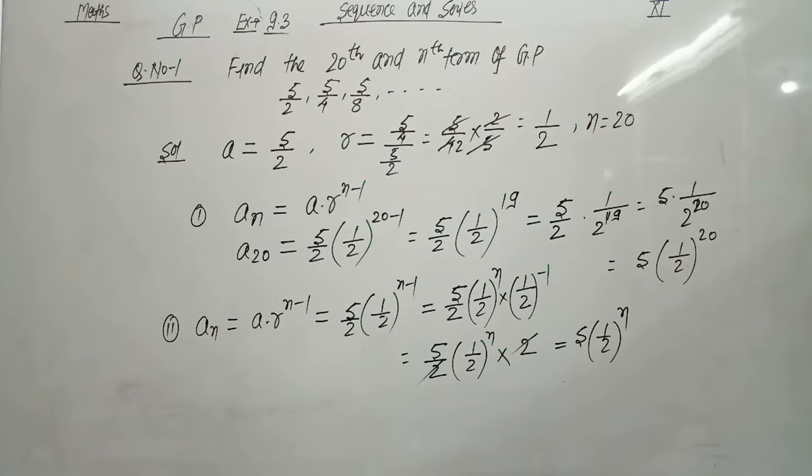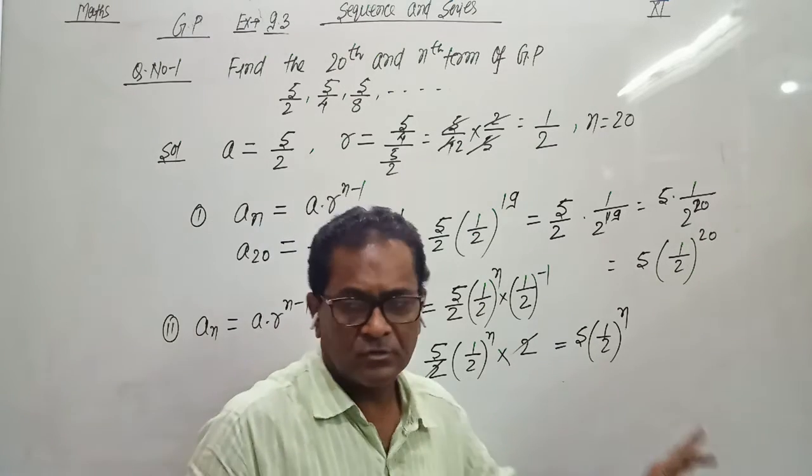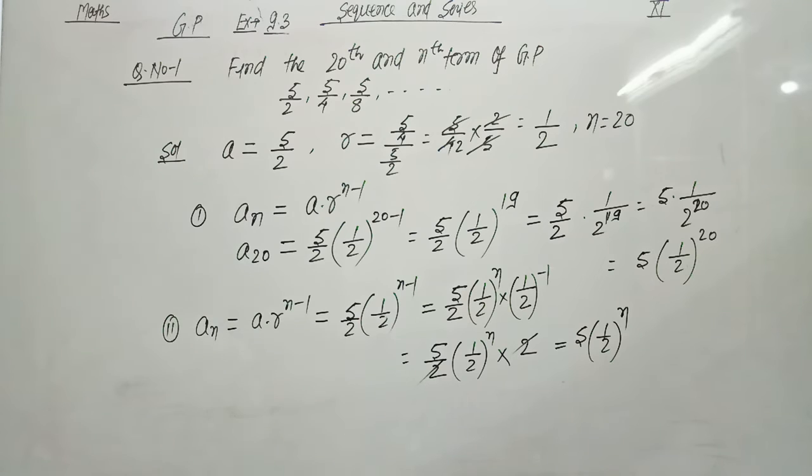So the nth term is 5 into 1 by 2 raised to the power n.